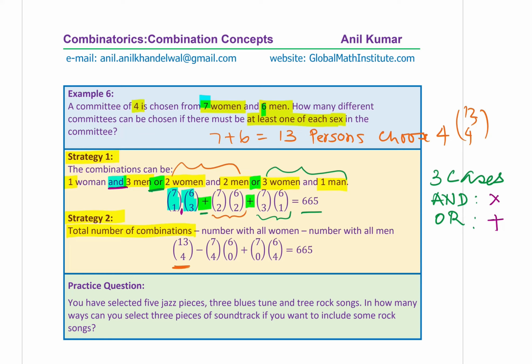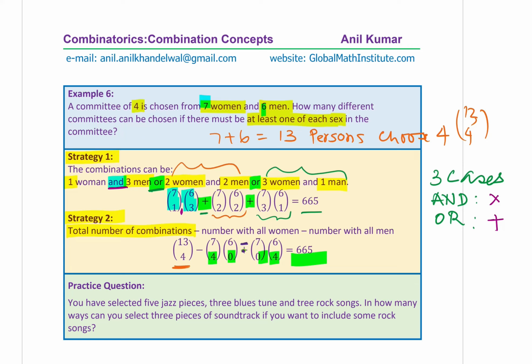And from this, take away where we have only men or only women in the committee, right? So we have to take them away. So this one is only women, right? All 4 women, no men. Do you see that? So take that away and also take this away, where we have only 4 men in the committee. So take that also away and then you get the same answer.